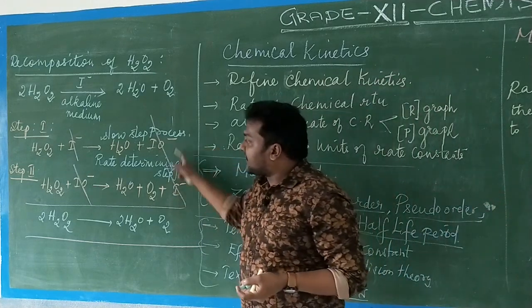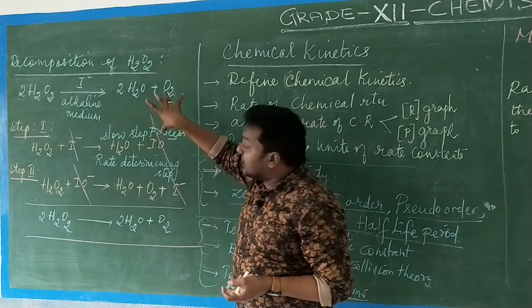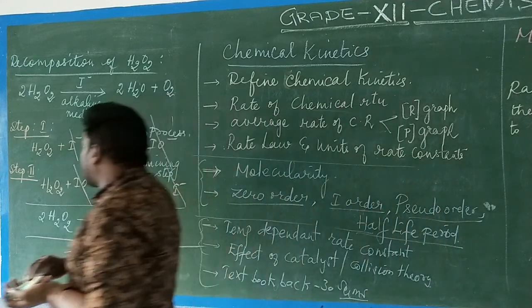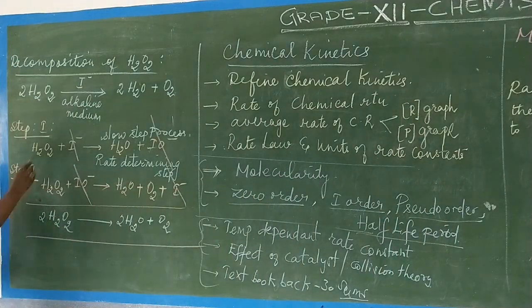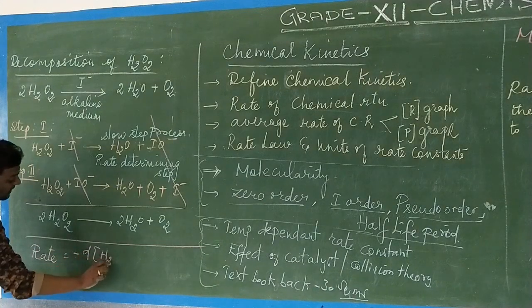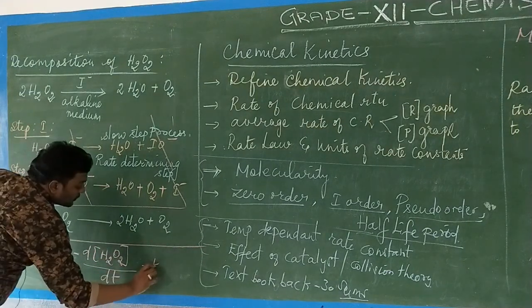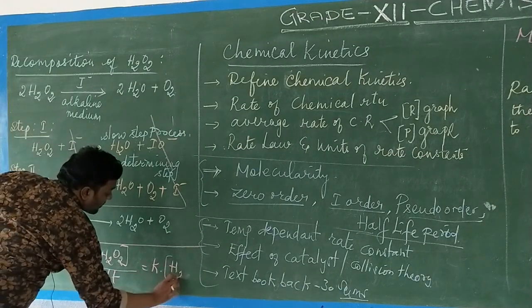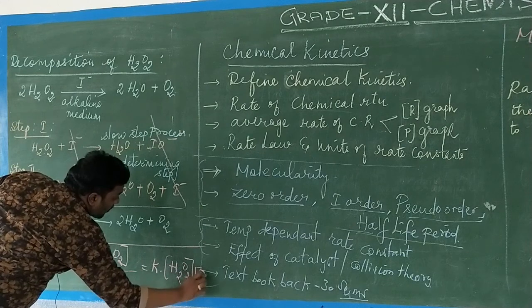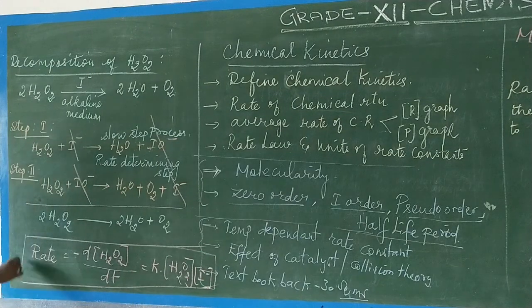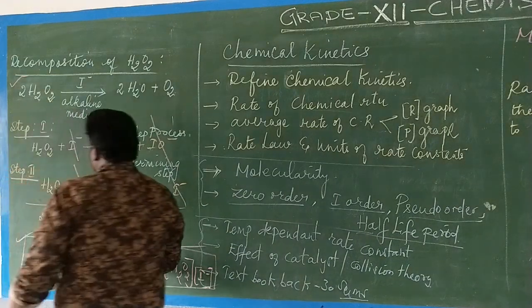Similarly here, if there are 2 steps, the first step is the slow step process. That slow step process will determine the rate of a chemical reaction. So we apply the rate formula. Therefore the rate for the first step is equal to minus d concentration of hydrogen peroxide divided by the time taken, that is equal to K into concentration of hydrogen peroxide into concentration of I minus. This is the rate expression for decomposition of hydrogen peroxide. This was also asked in the 1 mark question in a previous year.